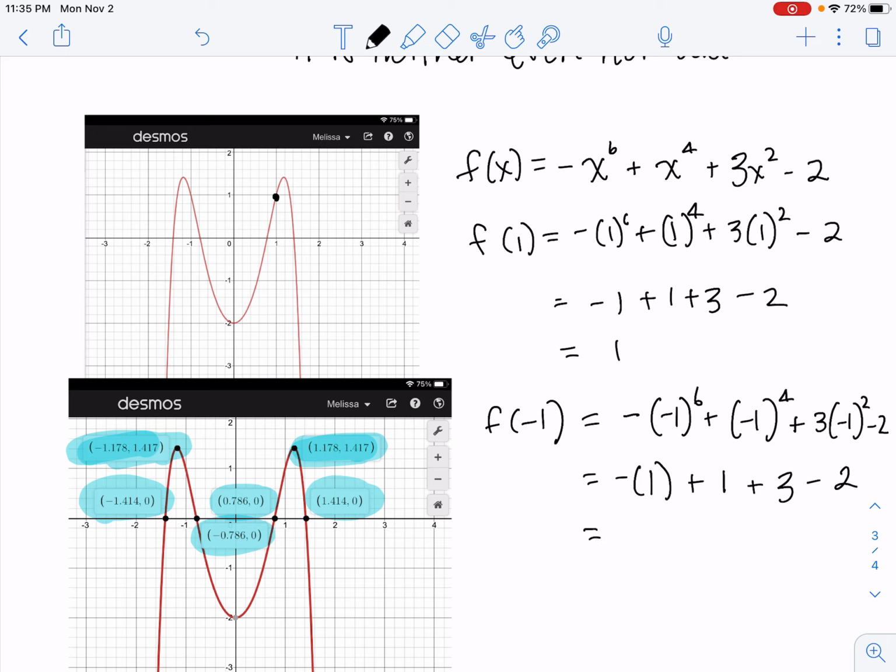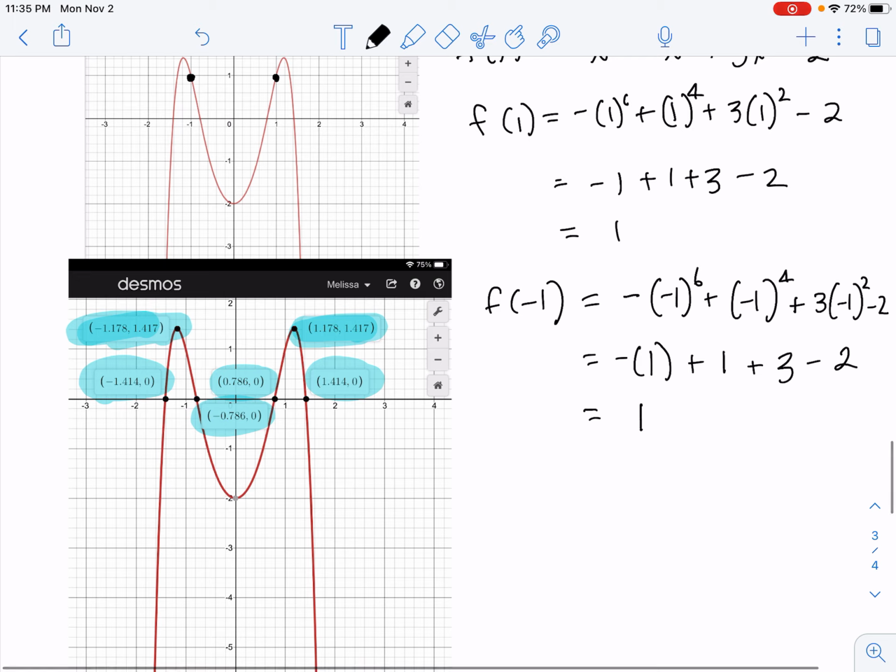Negative 1 and positive 1 makes 0. 3 minus 2 makes 1. And we see, aha, there it is on the graph as well. And so we have that. But that's actually not enough. Just doing 2 points is not enough. And here's where it gets wacky.